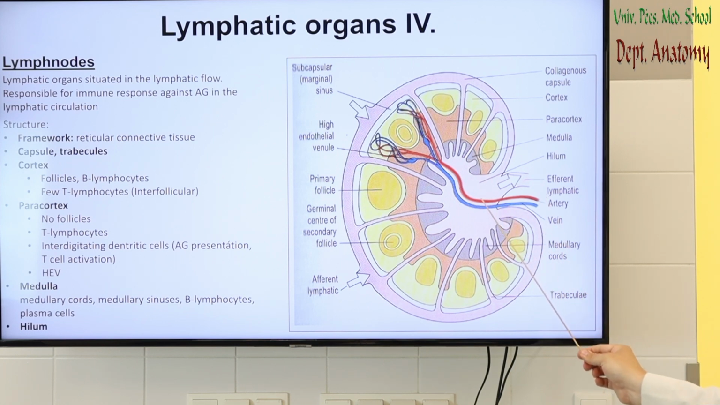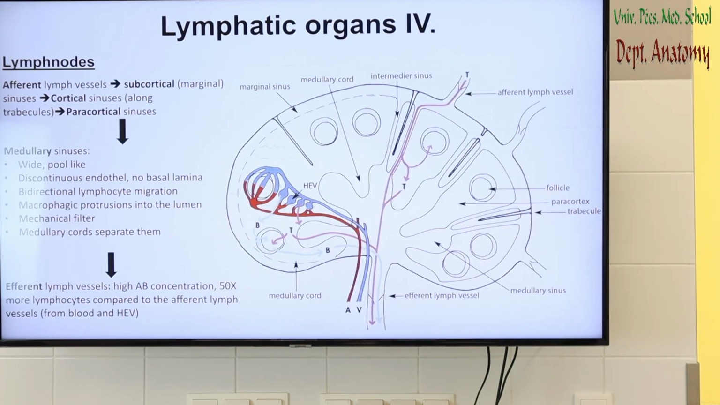And eventually, here, where the blood vessels are entering and exiting the lymph node, here we have the hilum, or the hilar area. This image shows us the general organization of the circulation of the lymph nodes, because there is double circulation here, meaning that we have to distinguish the blood circulation, which resembles the normal blood circulation.